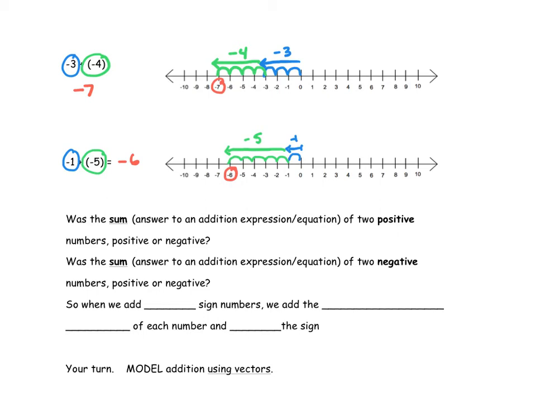So let's finish out our portion together by reading through some important facts. Was the sum, or the answer, to addition expressions or equations of 2 positive numbers positive or negative? So you can look on the front, or you can think about it. What would happen if you add 2 positive numbers? Well, you would get a positive answer. So let's circle that. We would get a positive answer.